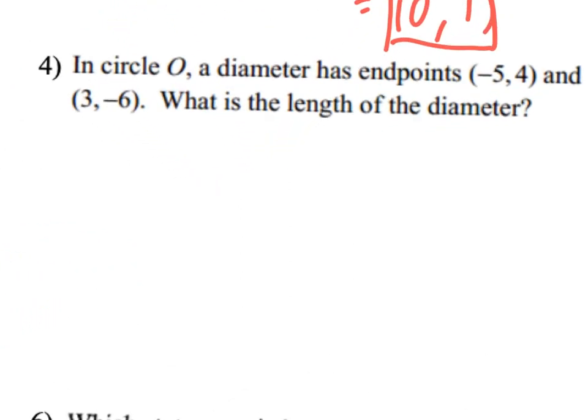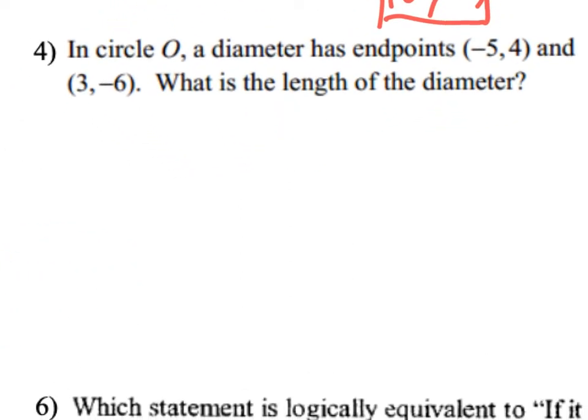All right, let's go to the next one, number 4. In circle O, a diameter has endpoints (-5, 4) and (3, -6). What is the length of the diameter? Okay, so it gives me some information, right? Let me just point out this information that I have a circle, I have a diameter, right?